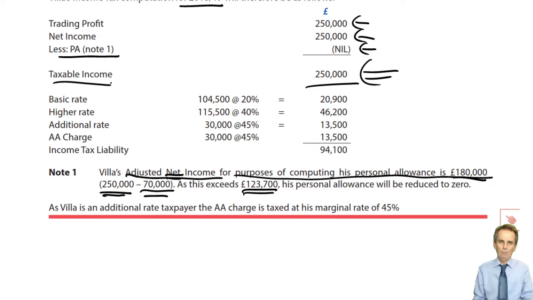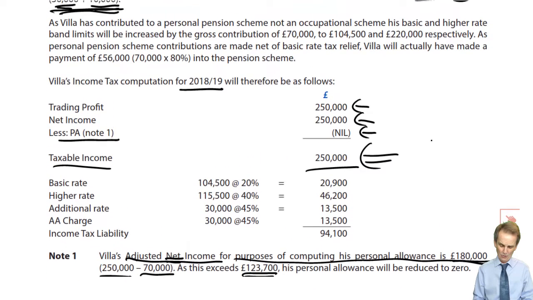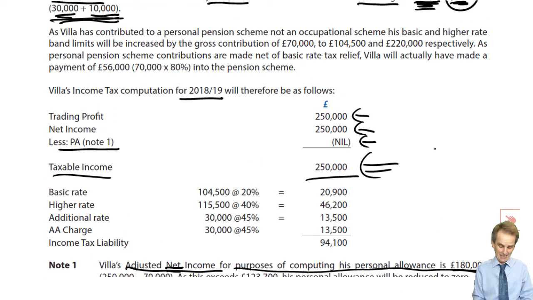But we have gross personal pension contributions. On that basis, therefore, we know that we need to extend the basic rate band, and here, as it will be relevant, the higher rate band limit by the gross amount of the personal pension contributions. Now then, I didn't take you through the note just above this, didn't want to spoil that for you, but let's have a look at what we've got.